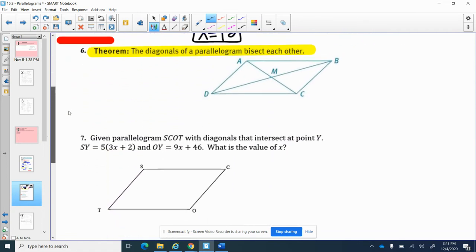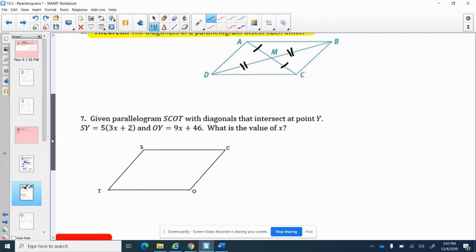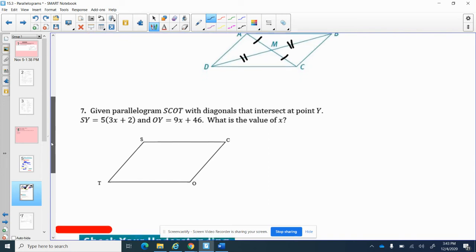Now, another piece here talks about this theorem that the diagonals of our parallelogram bisect each other. So that's our fourth property. What that would look like is that these would be congruent. The diagonals cut each other in half. They're not necessarily congruent to each other. They just cut each other into two equal pieces.